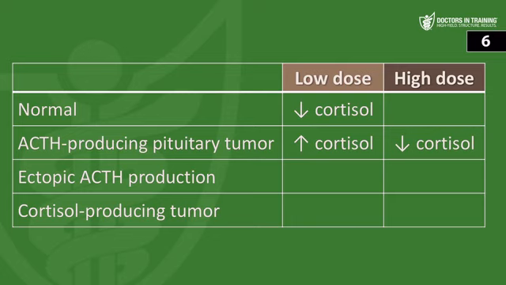Then with an ectopic ACTH-producing tumor, such as a small cell lung cancer, you still have elevated ACTH, so cortisol won't be suppressible here either. But it doesn't matter if you give low dose or high dose, the cortisol will not suppress. Cortisol is already high from the tumor and remains high after both low-dose dexamethasone and high-dose dexamethasone.